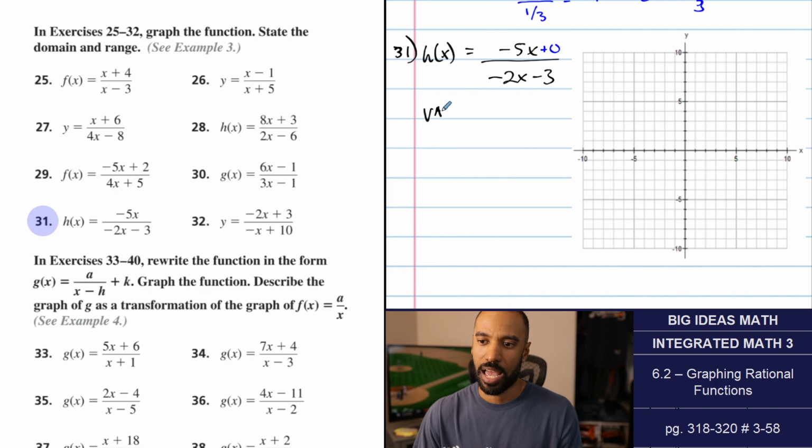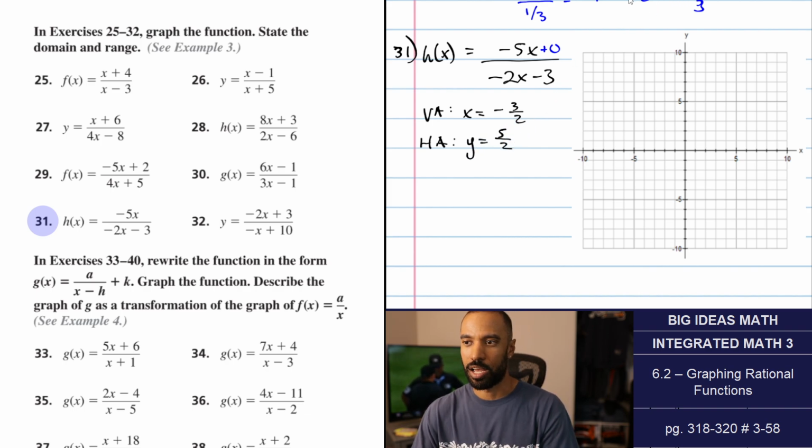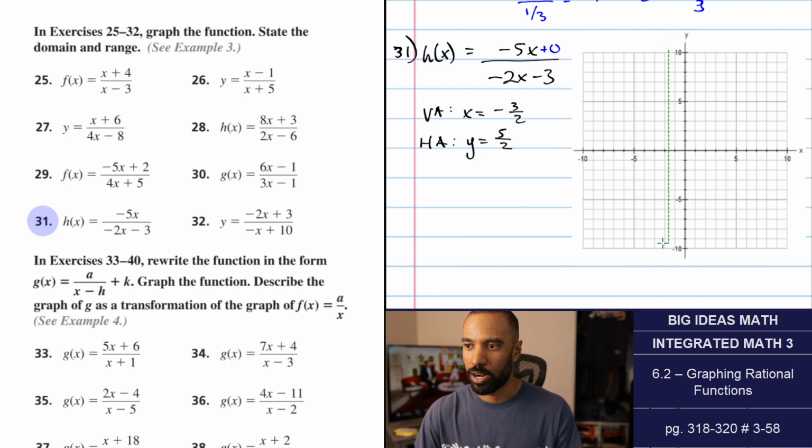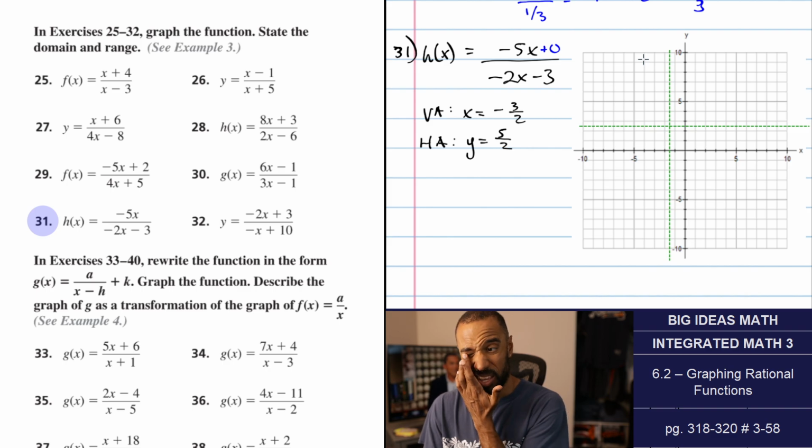So vertical asymptote, add 3 divided by negative 2, you get negative 3/2. So we're back to some weird stuff. Negative 5 over negative 2 is positive 5/2 for y. At least they're halves and not like quarters, but even still, not my favorite. Negative 3/2 is negative 1.5 for the vertical. Let's try and get that a little better. The horizontal is positive 5/2. That's 2.5. So like that. Okay.